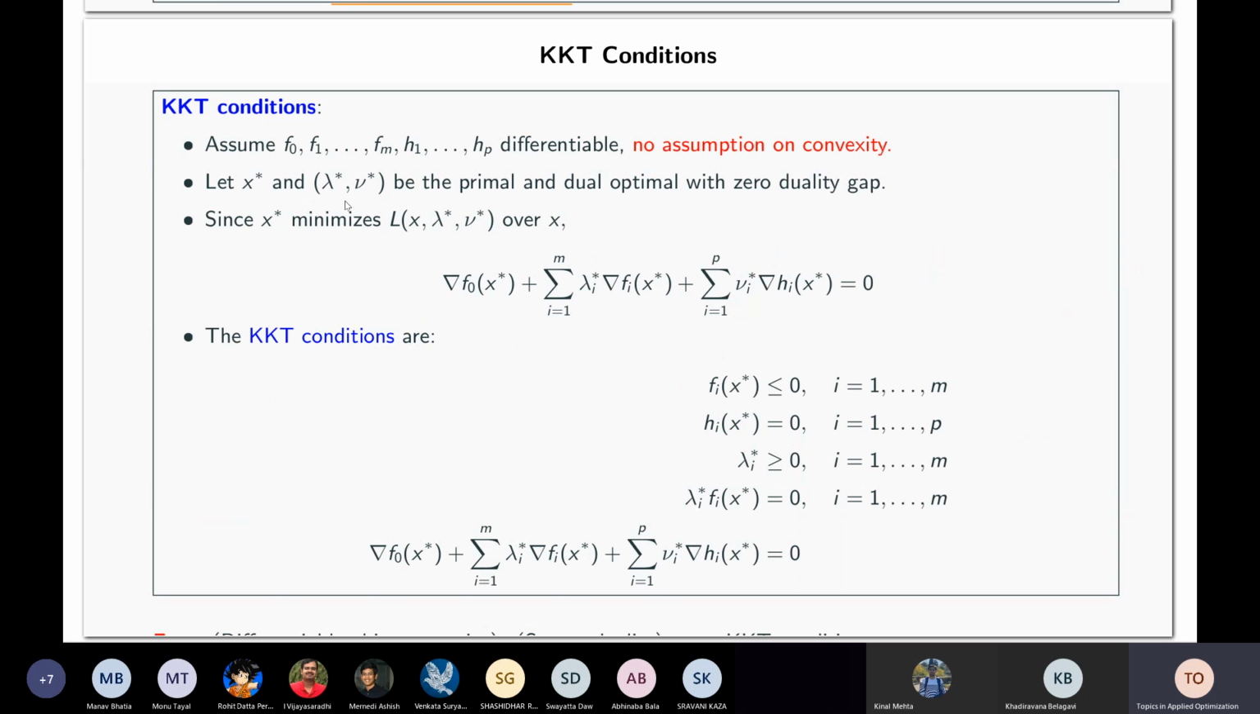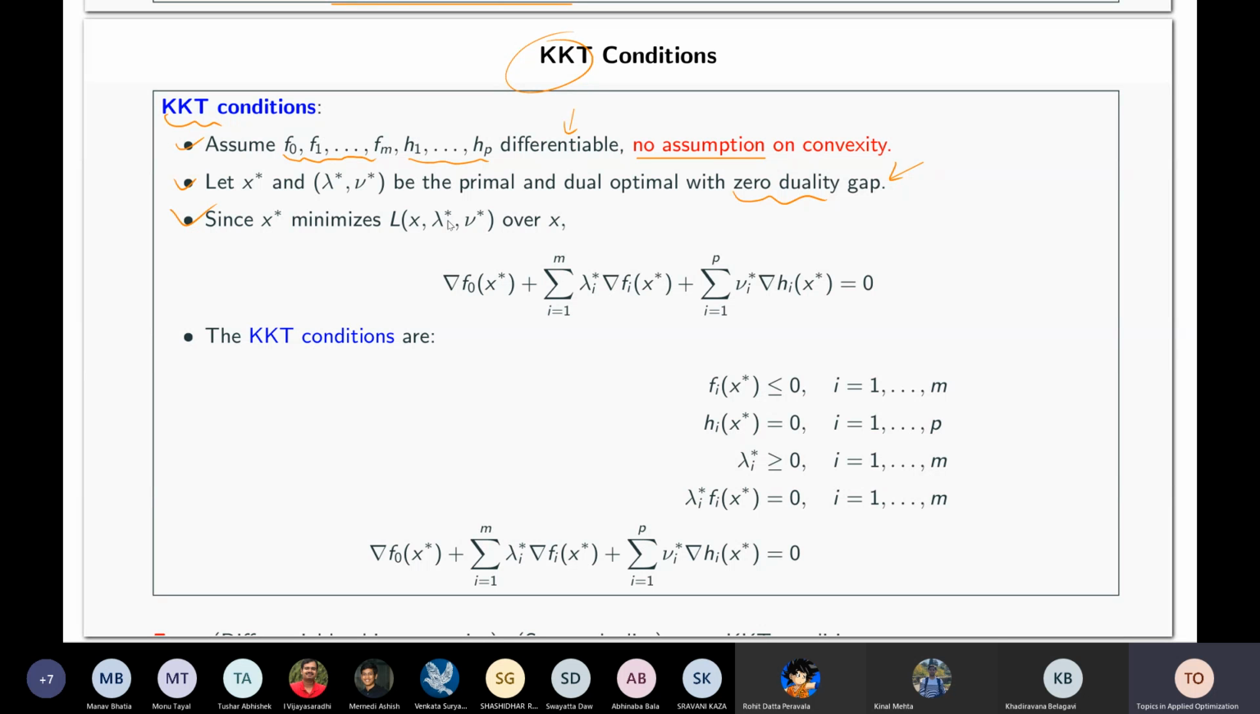Now we can wrap up and put all the knowledge we have into the so-called KKT conditions. The usual definitions hold. Let us assume that f0, f1, ..., fm, h1, ..., hp are differentiable, because we are going to use that in the Lagrangian. We have no assumptions on convexity, and that is important. Second, let x star and lambda star, nu star be the primal and dual optimal with zero duality gap. So KKT conditions we form when we assume zero duality gap.